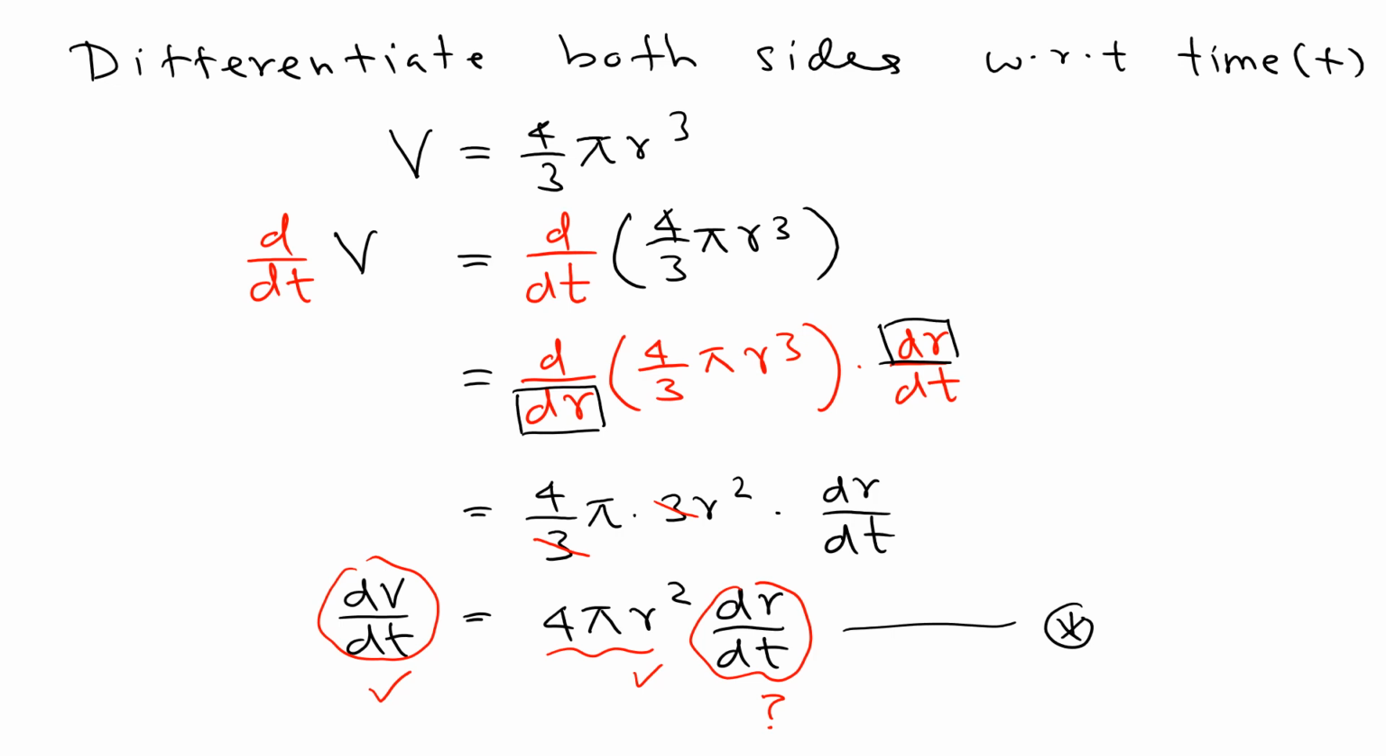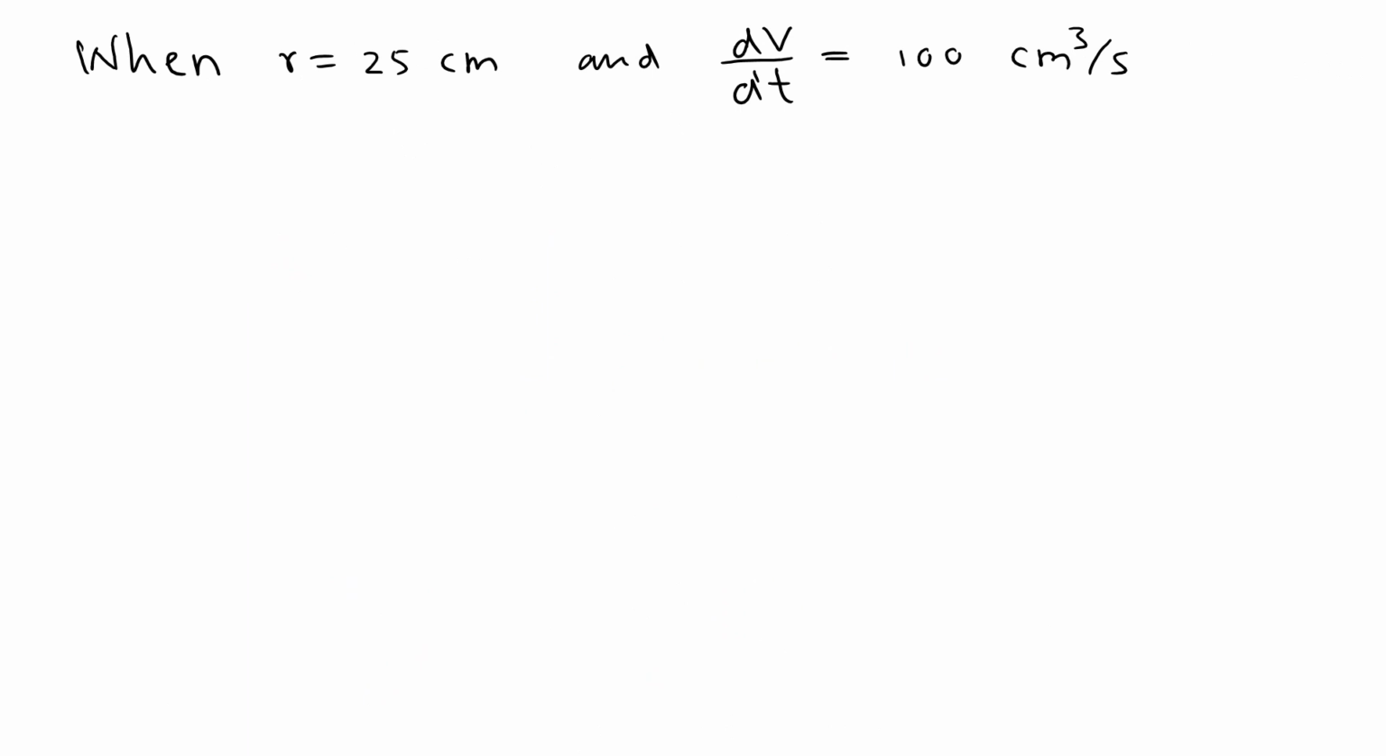So you can see this equation clearly relates dV over dt and dr over dt. Okay, so that's why we call these related rate problems. They relate the two variables. Okay, so let's use the given information to find the unknown. We need to find dr over dt when r equals 25 centimeters and dV over dt equals 100 cubic centimeters per second. So first we can solve for dr over dt.